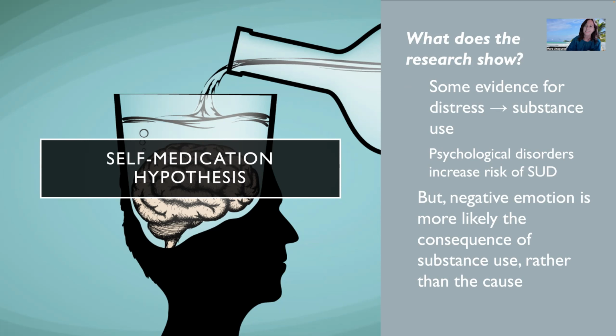But get this, more likely than not, negative emotion is a consequence or comes after substance use rather than before it as a cause. So negative emotion does definitely go along with substance use, anxiety, depression, but it usually happens after substance use. The first time someone's going to be using, they're going to a lot of times be using in the presence of more positive emotions.